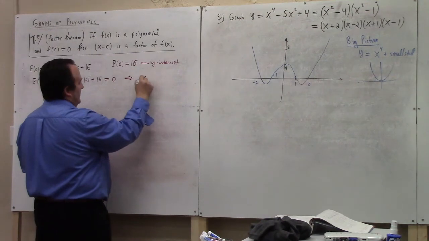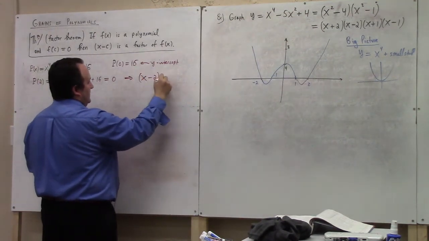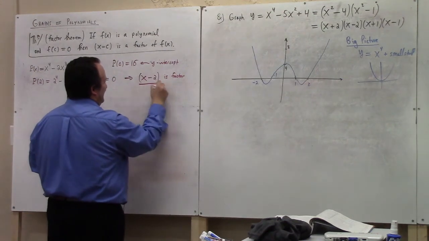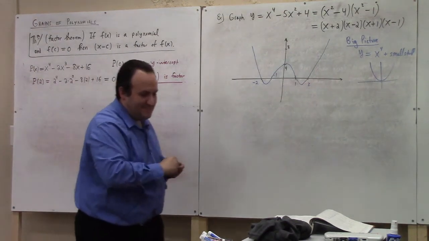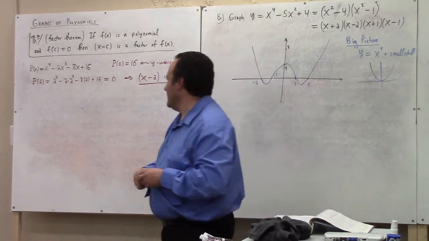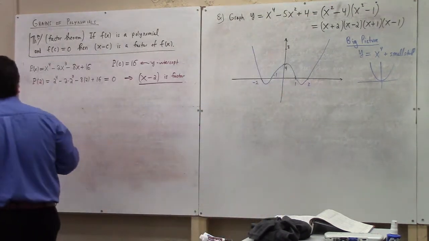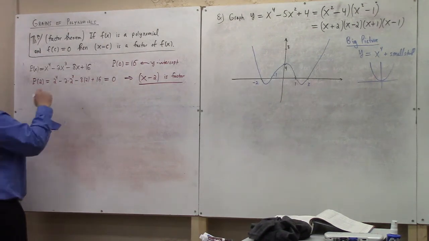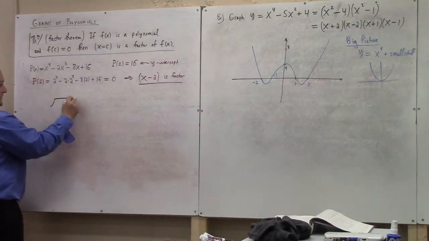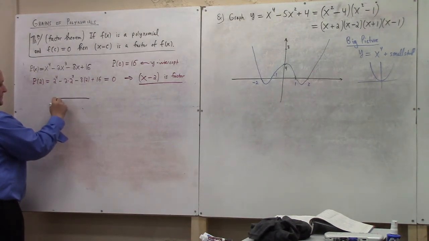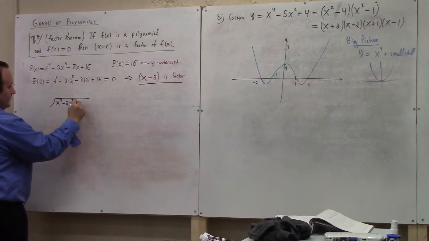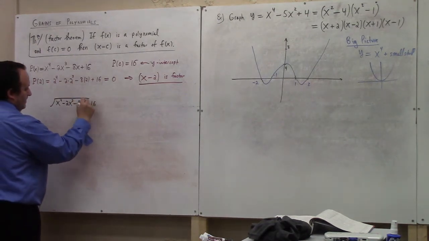That means that x minus 2 is a factor. Price is wrong, Bob. No, sorry. Is he alive? Sorry. Okay, so x minus 2 is a factor. I'm going to use long division to figure out how it factors, right?